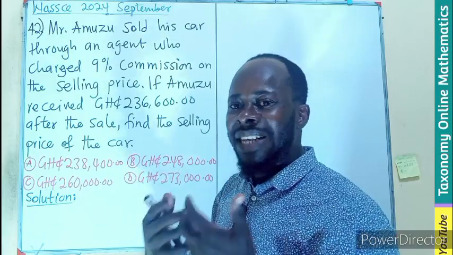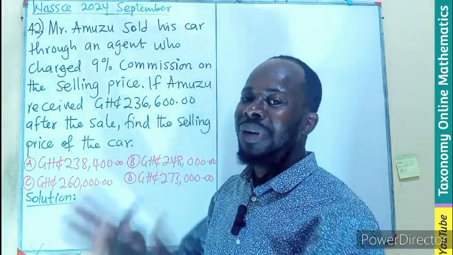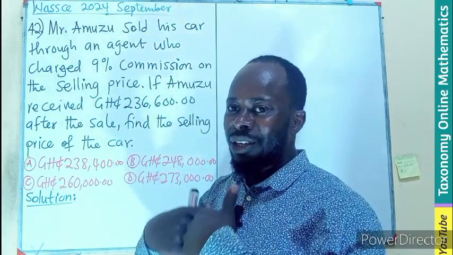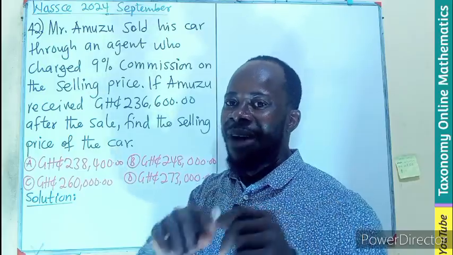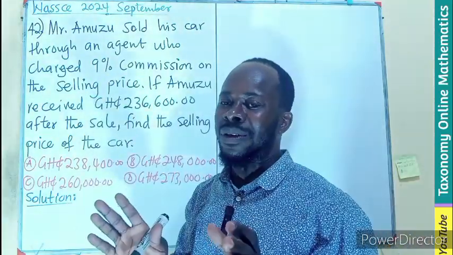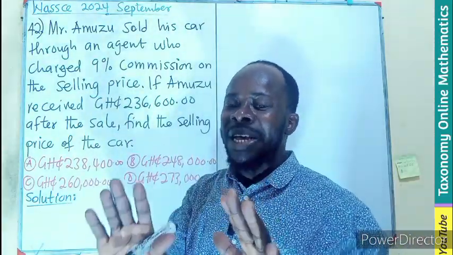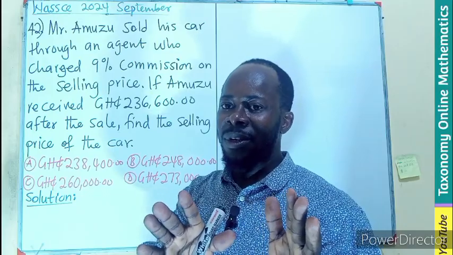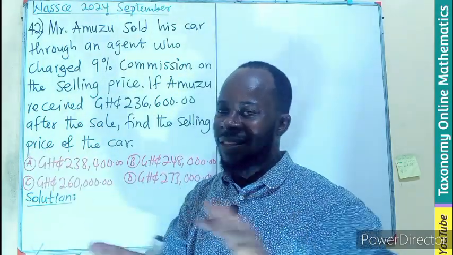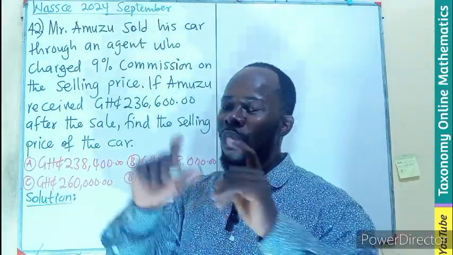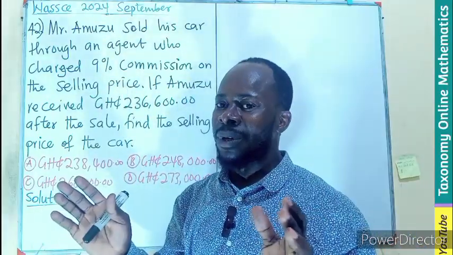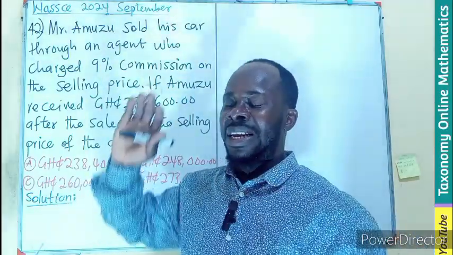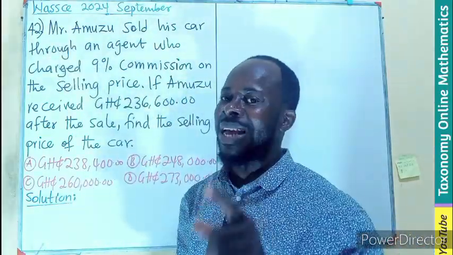If the agent is charging 9% commission in selling your car, it means that after selling the car, no matter the price, you will not be getting the 100% of the amount. You get it? You are not there. You are just giving the car out. He will go and do the bargaining. Whatever price the buyer will give, you will not get the 100%.